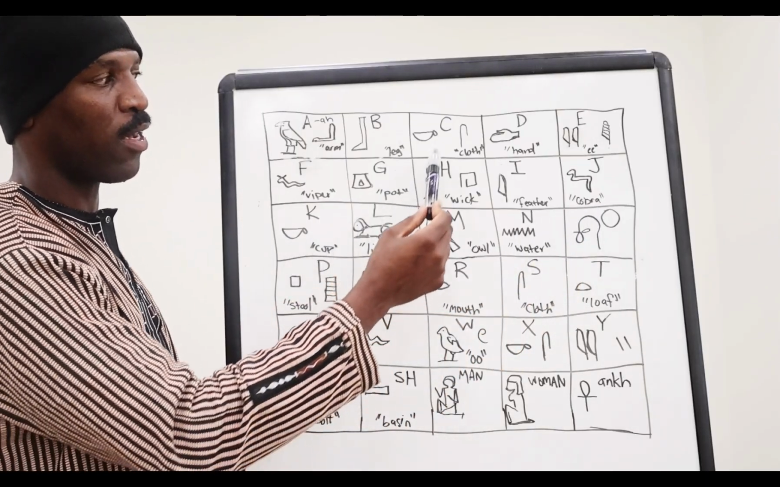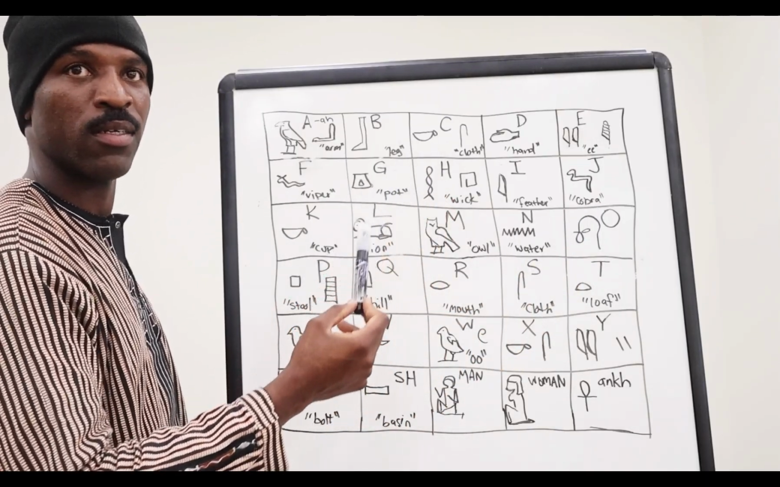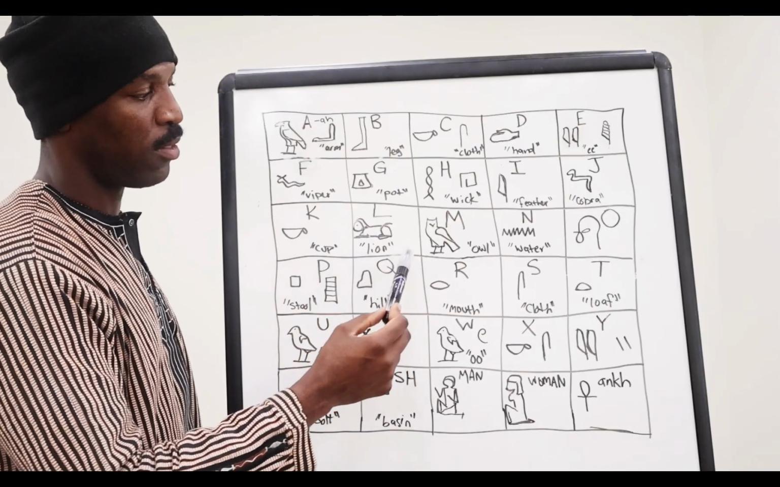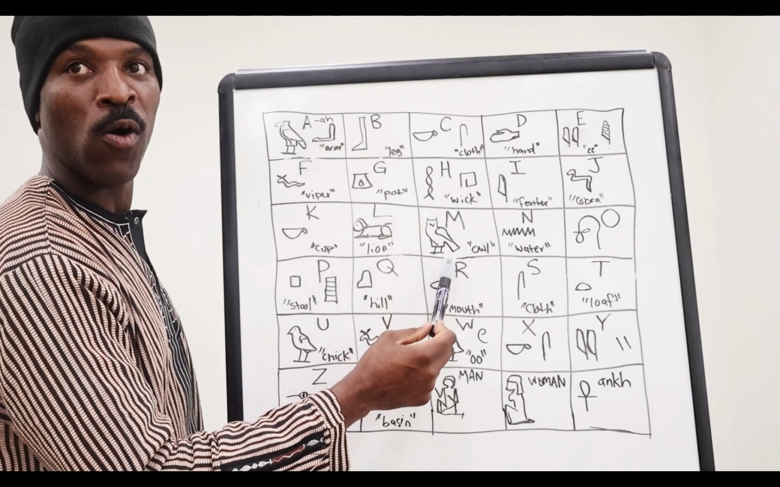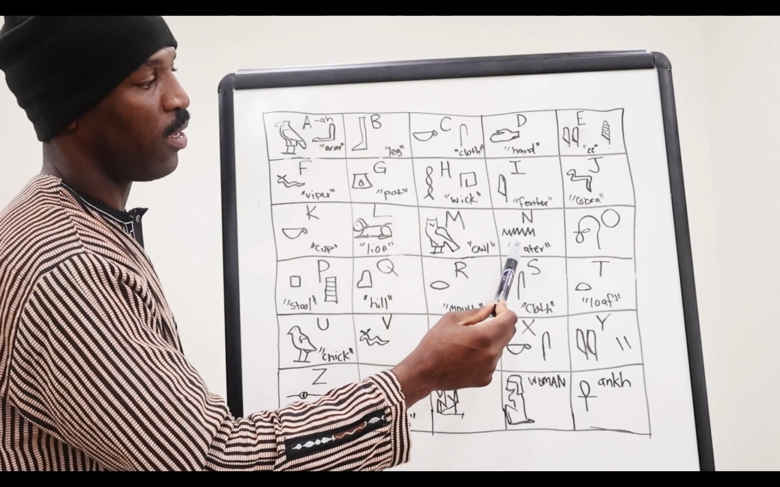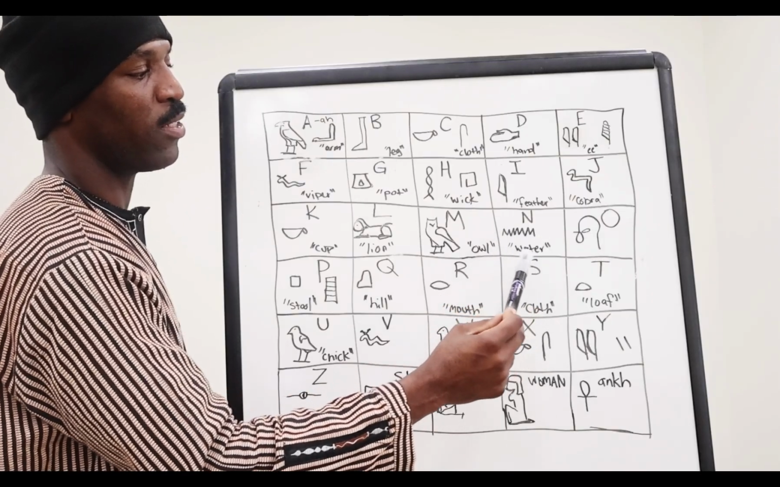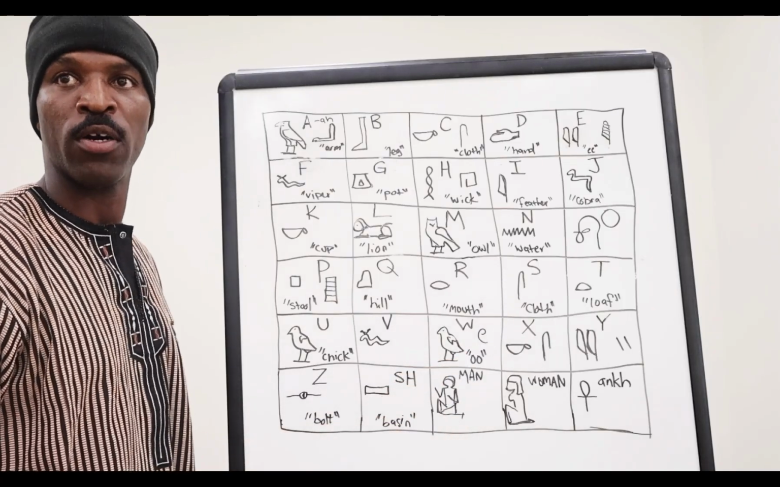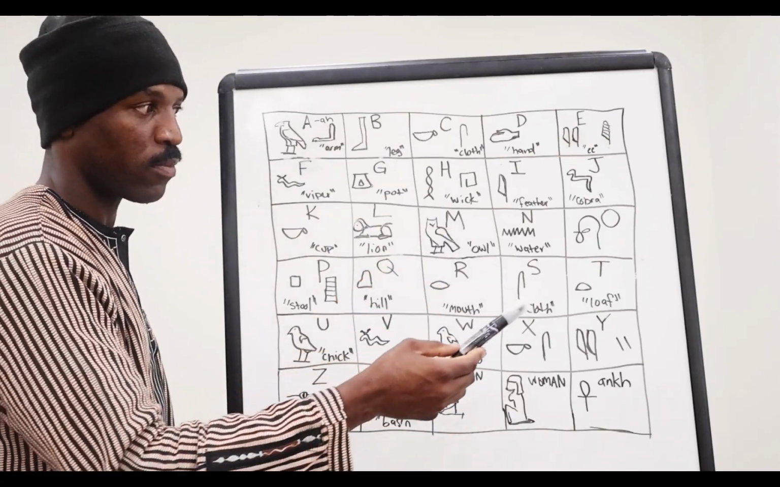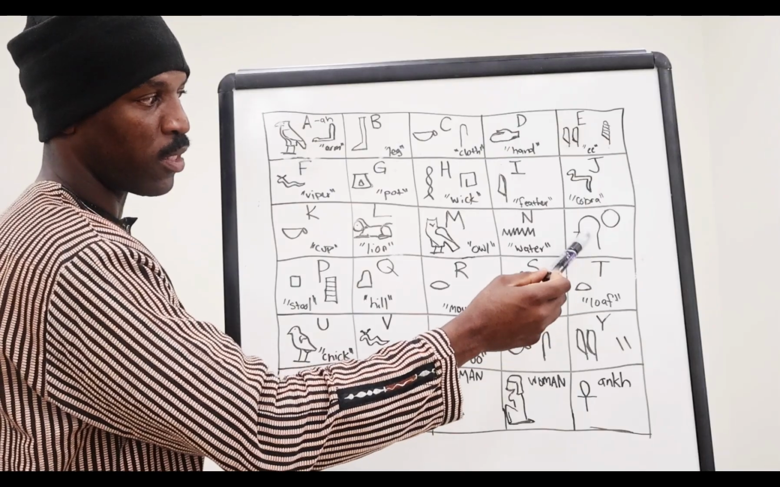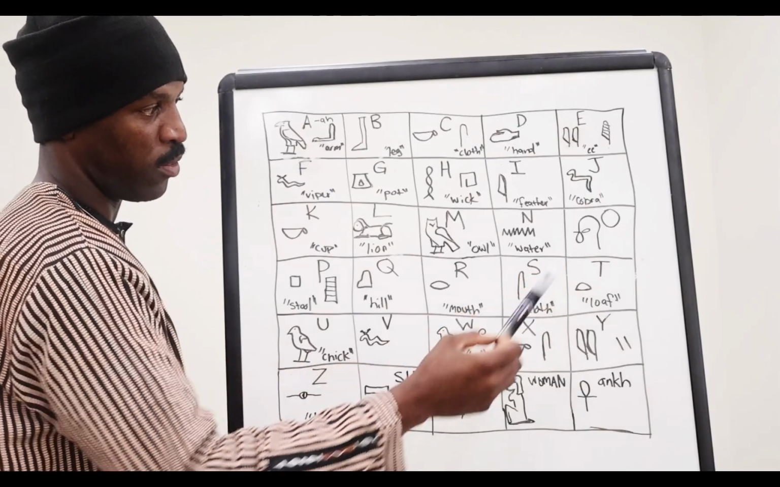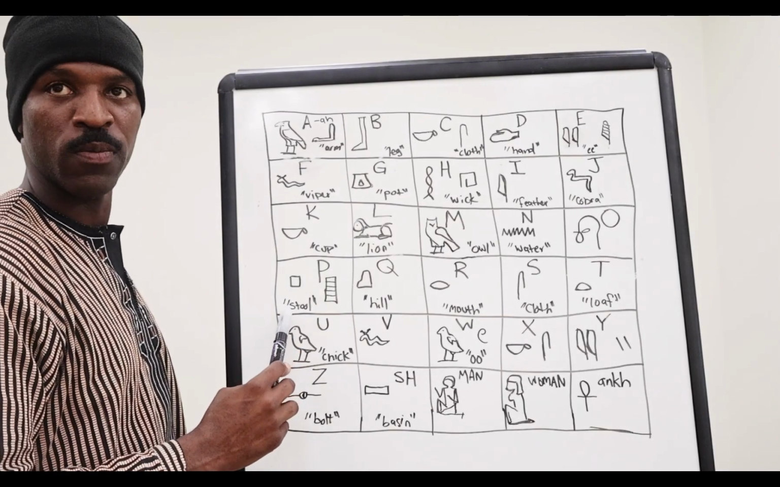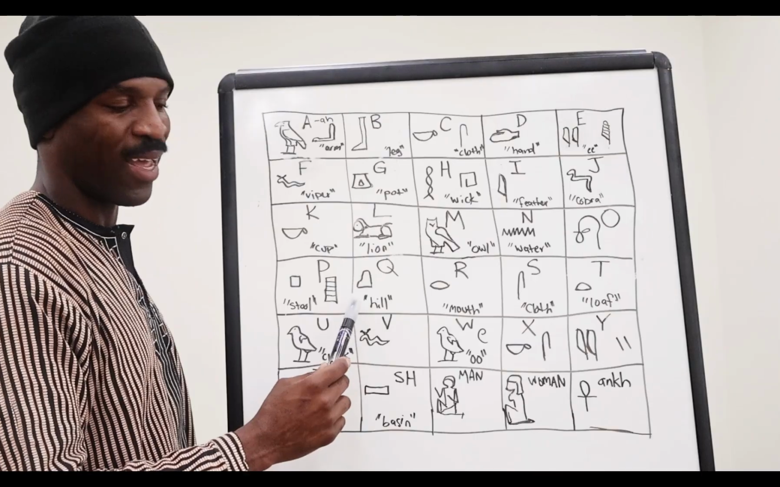K is represented by a cup, just like C. K, K, have the same sound. L is represented by a lion. M is represented by an owl. N is represented by this pointy wiggly line here, which is supposed to represent water, so you can just write that out or spell it out. O is represented by this rope here. P is represented by a stool. Q is represented by a hill.